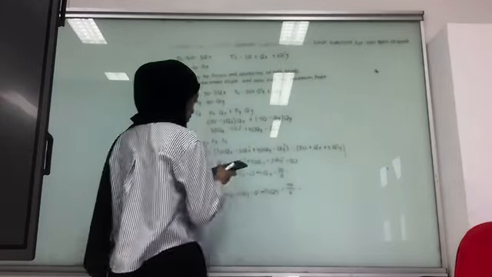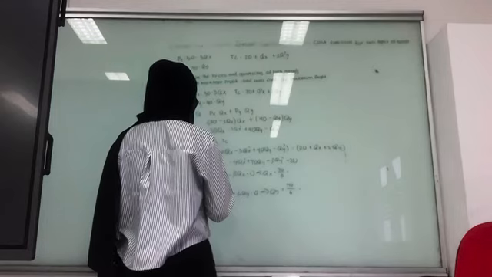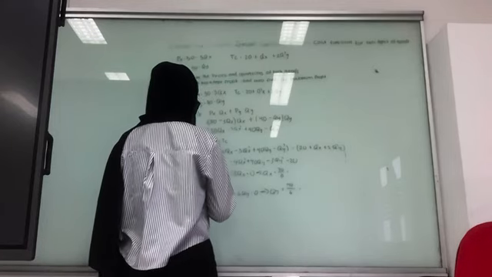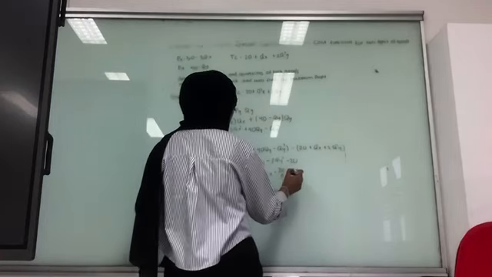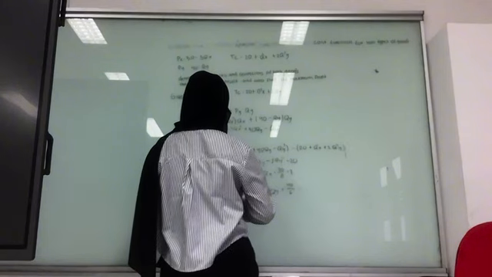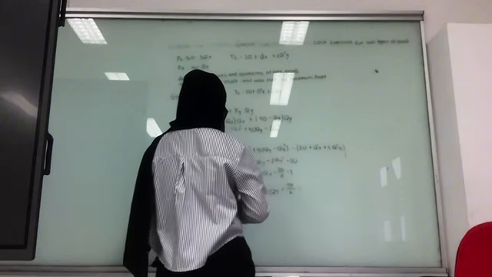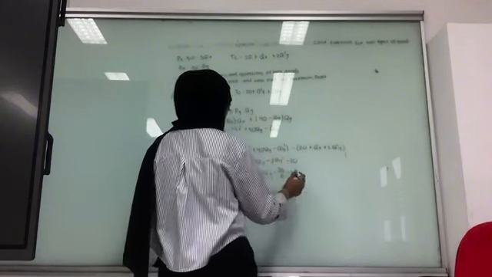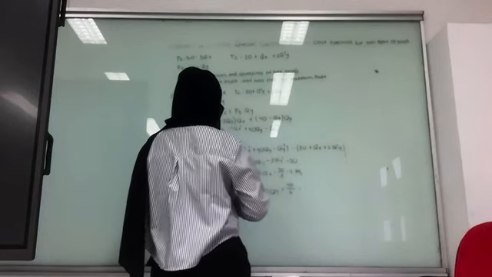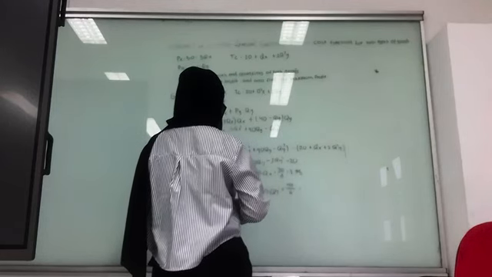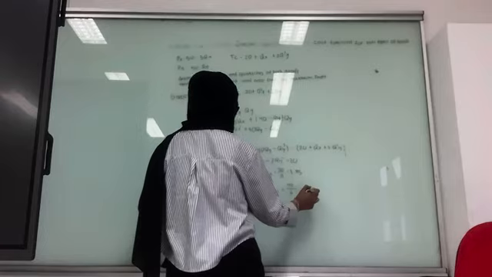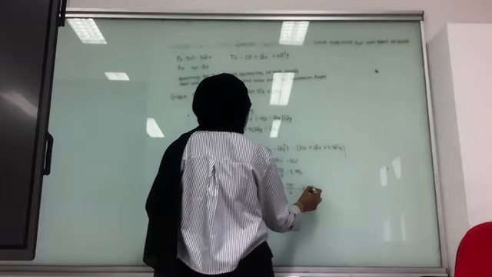Wait, let me calculate. Okay, 3.75. 40 divided by 6 is 6.67.